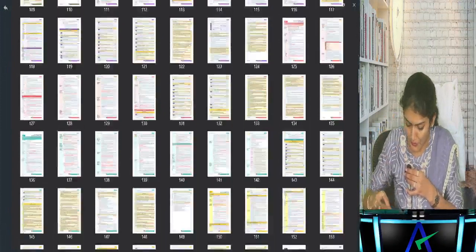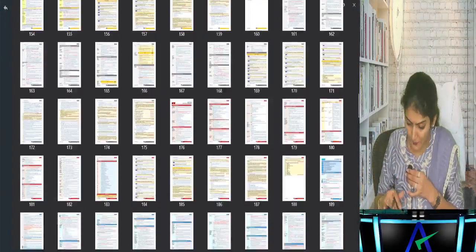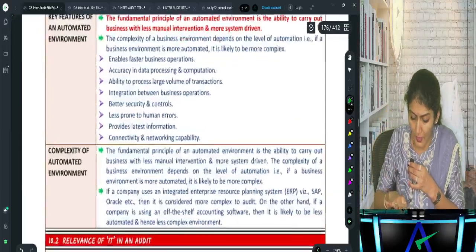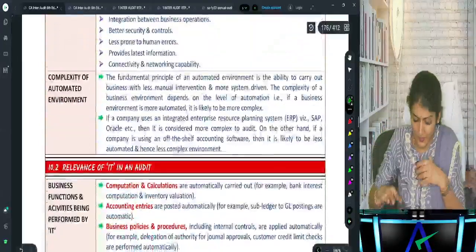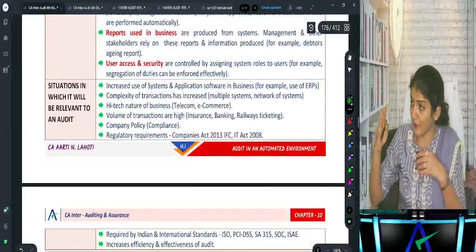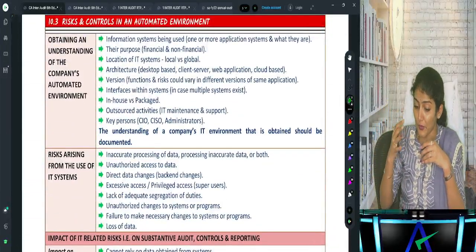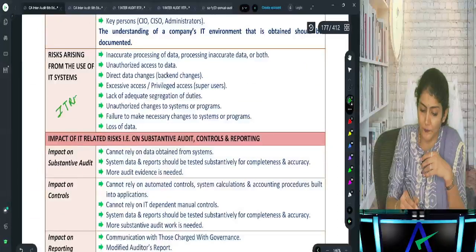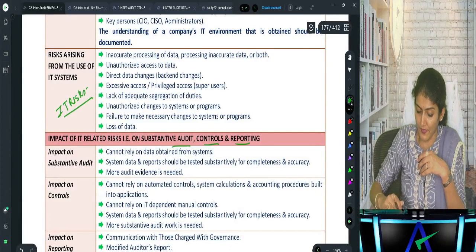So what chapter am I talking to you about right now? The automated environment, the audit in an automated environment. So automated environment, key features. Then the business functions and activity, situations in which IT will be relevant, obtaining an understanding of the automated environment, risk arising. So what is risk arising? Nothing but the IT risk. Then impact of IT on substantive audit, controls and the reporting.